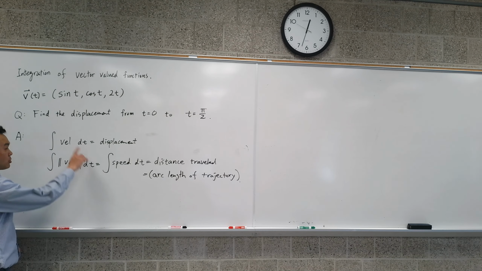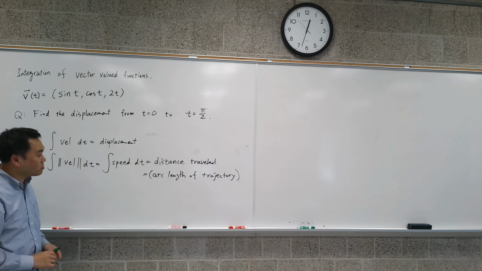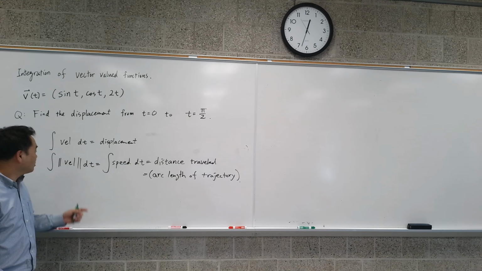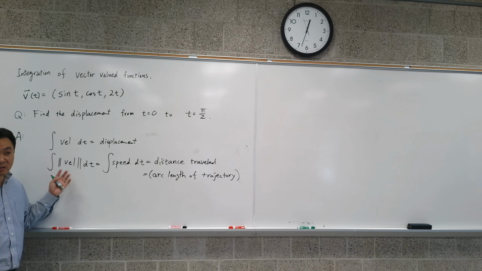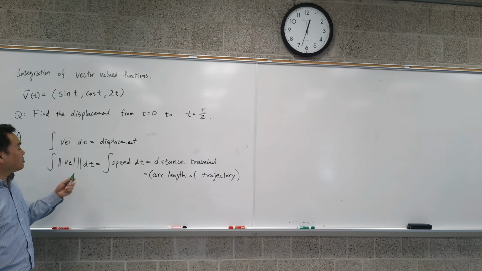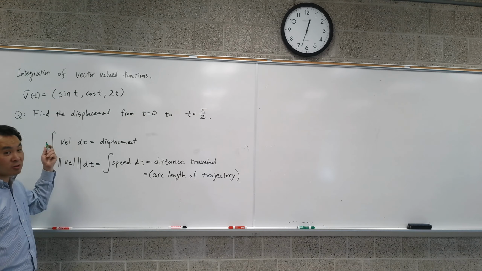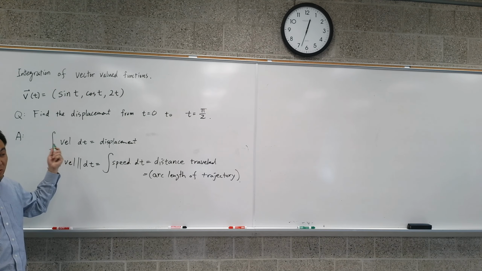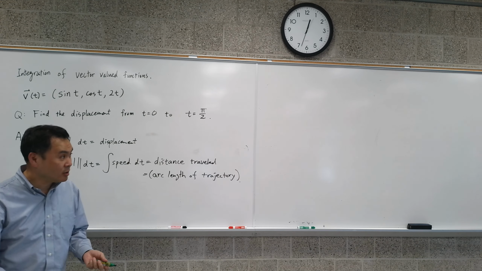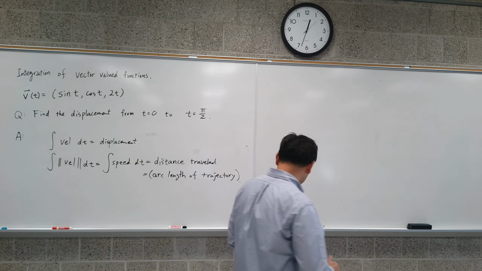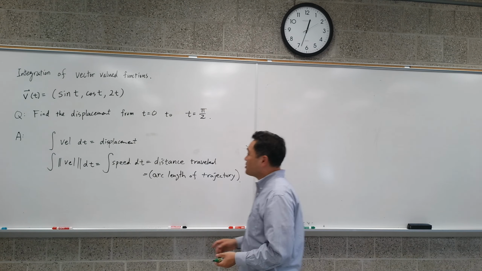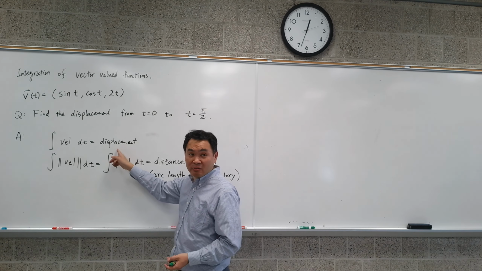But anyways, make sure you know the distinction. When you have questions about arc length, you have to take the norm of the velocity and then integrate. But if you want the displacement, you have to integrate without taking the norm. You just integrate it as it is. You should also know that displacement is a vector.